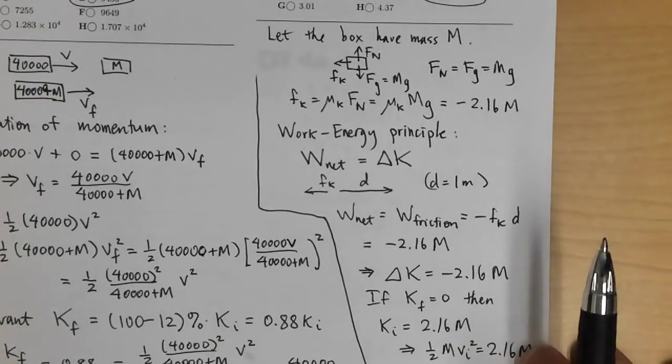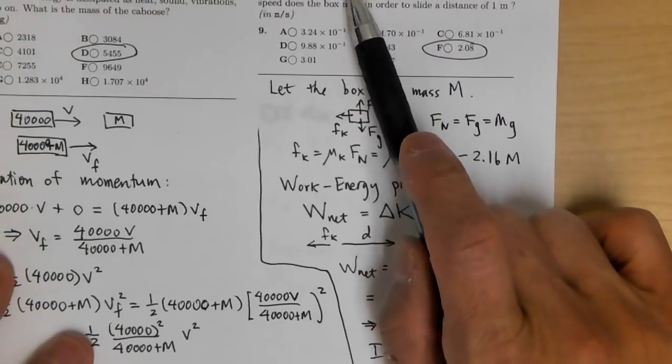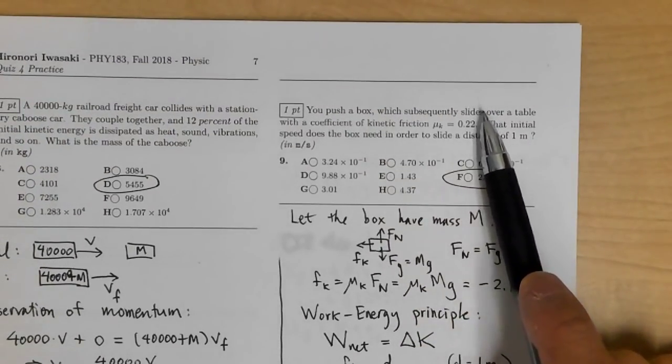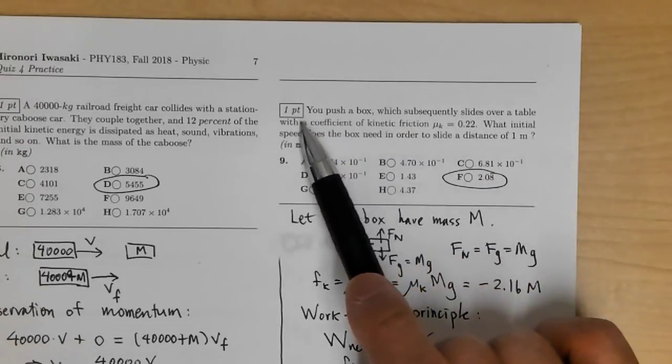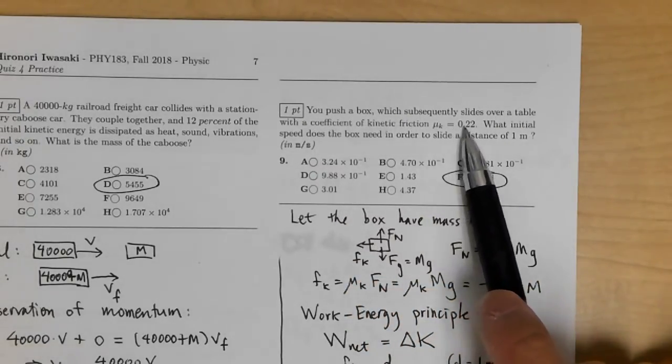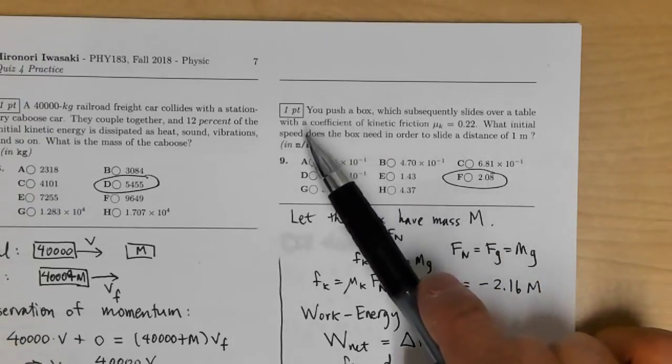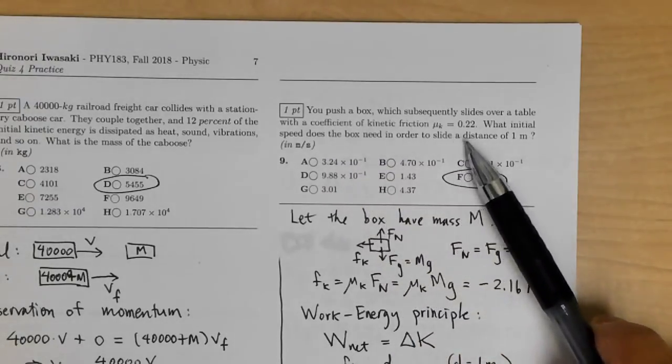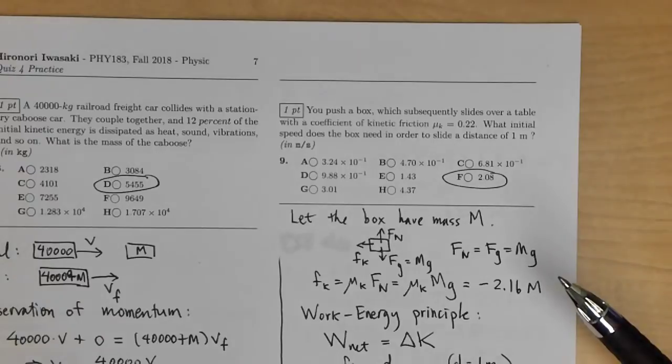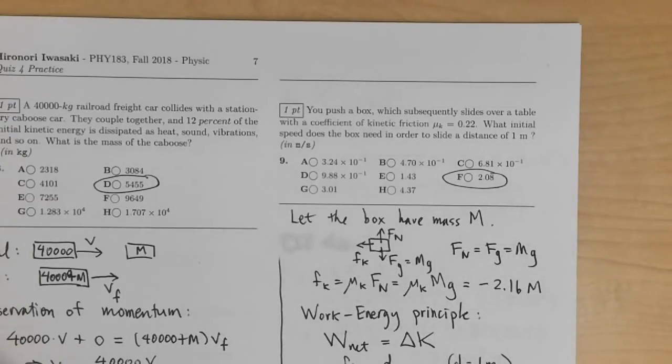Okay, moving on to number 9. You push a box which subsequently slides over a table with a coefficient of friction uk equal to 0.22. What initial speed does the box need in order to slide a distance of 1 meter? So we're asking what is the smallest speed needed to go a distance of 1 meter, so we're going to make it so that the initial speed is such that it stops after 1 meter.